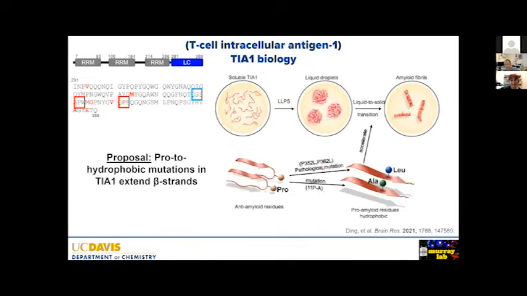So they're reducing molecular motion in the droplets. And I don't have time to tell you about all the data that went into their paper, but they came forth with this proposal that there are proline to hydrophobic mutations in TIA1 that extend beta strand structures and favor the formation of pathogenic amyloid-like protein fibrils, right? So the extension of a beta strand due to one of these mutations would then favor the formation of pathological aggregates.